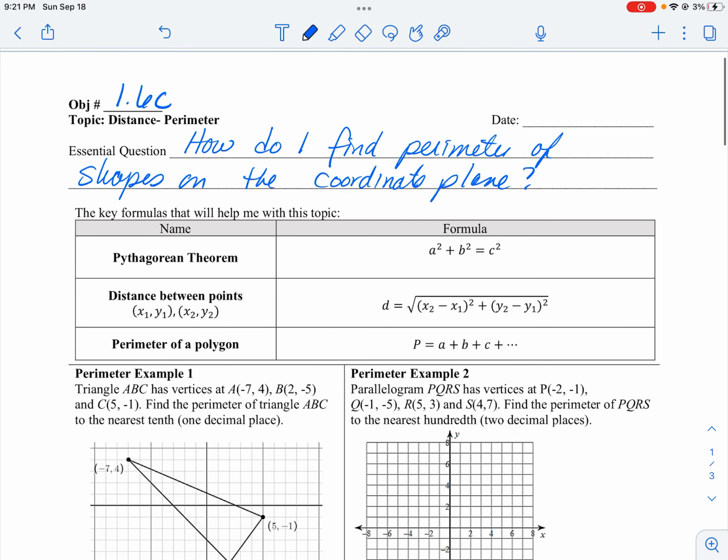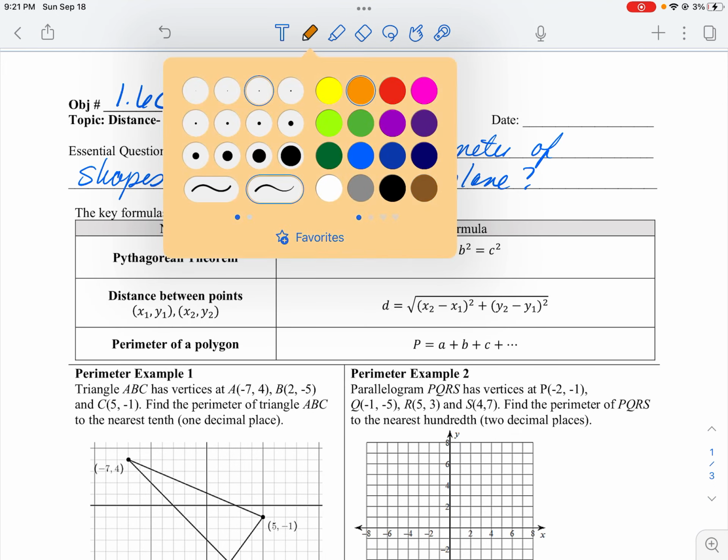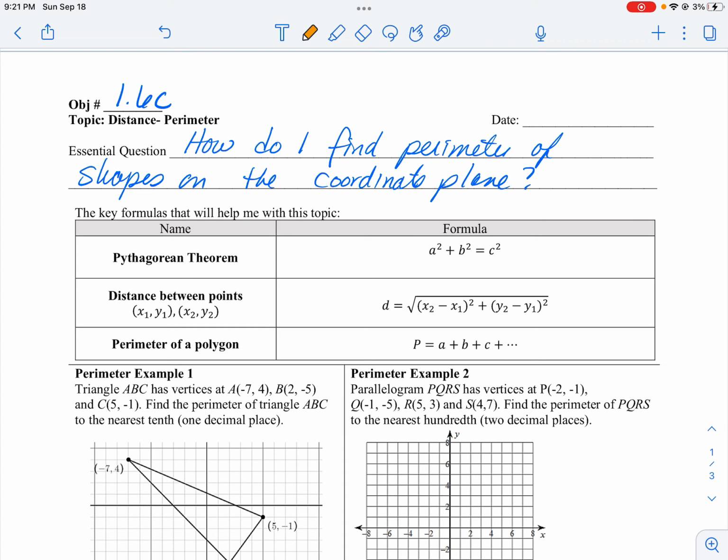A couple things we need to remember. The Pythagorean theorem, we've been doing that. It's when you have a right triangle. This is C, A, B. Remember that C is always the side across from the right angle. The distance formula: label your points. And of course, the perimeter is just where we add up each of the sides.